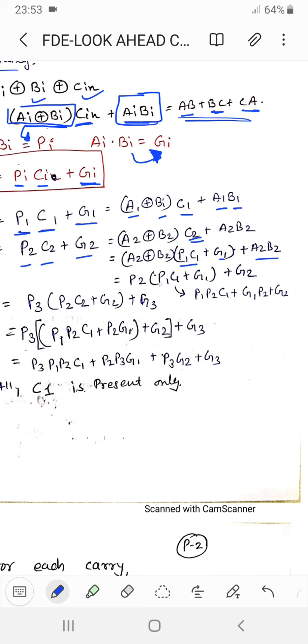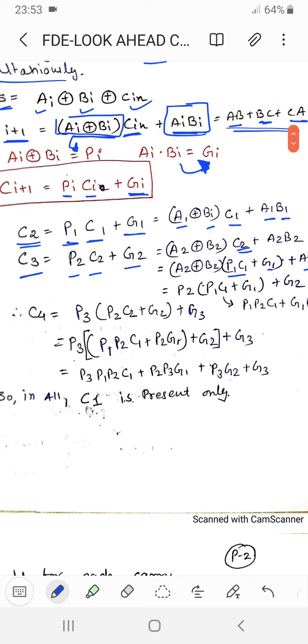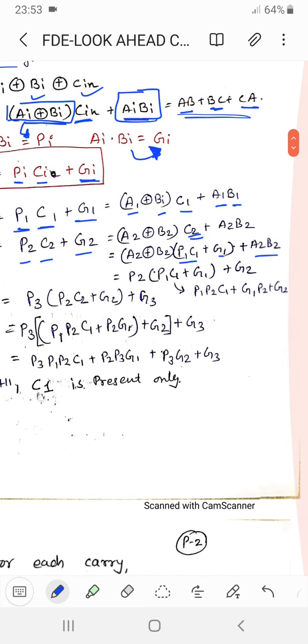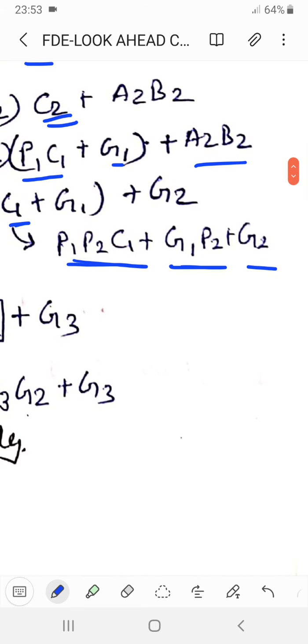So here we have A2 plus B2, which is your P2, into P1 C1 plus G1, plus A2 B2. So P2 into P1 into C1 is one part, the second part is G1 into P2, and the third part is G2. Check the pattern. This is one of the patterns. So these are the generated terms G2, G1.